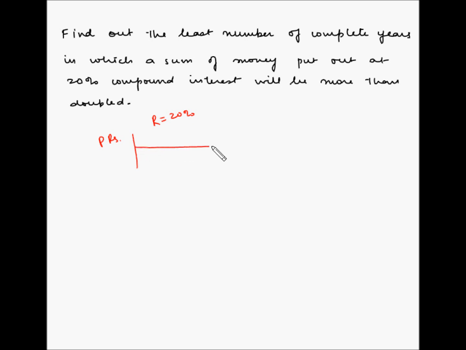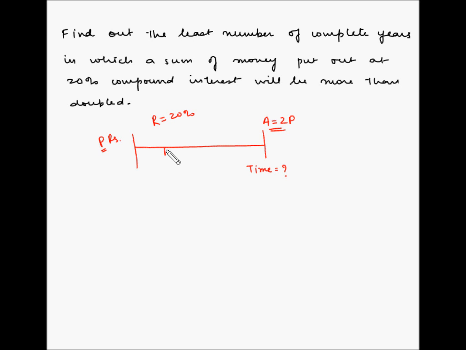and at the end of X number of years, the amount, which is P, now becomes double itself. So the total amount A is equal to 2 times P. And we have to find out the time within which this is happening. Now this is a case of compound interest.